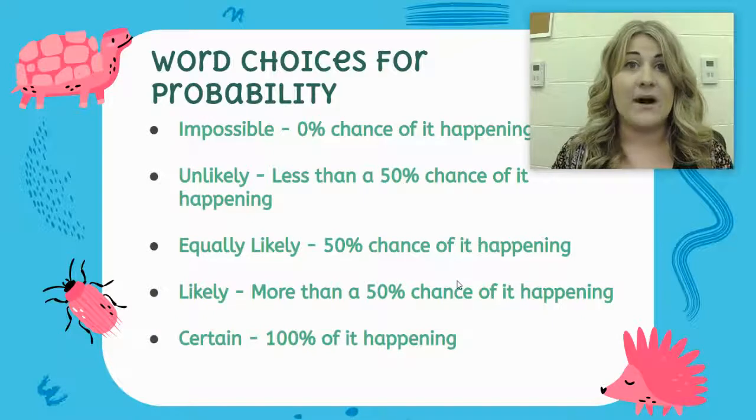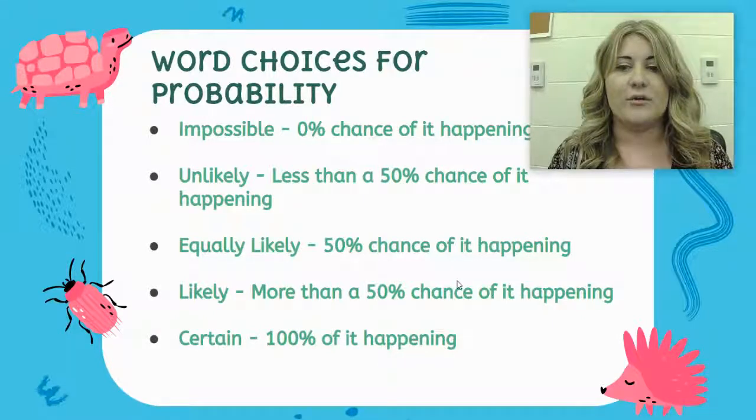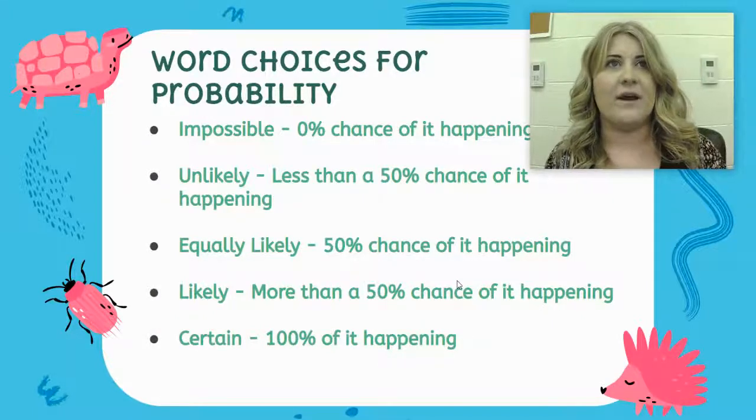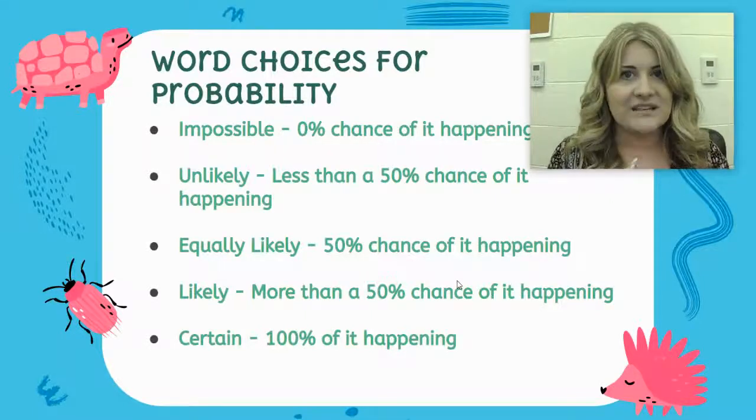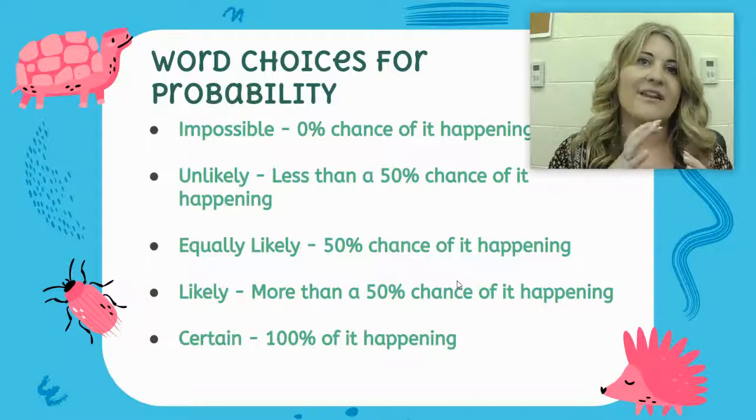With likely, that's if you have more than a 50% chance, okay? So this is something that is probably going to happen. It's like on a spinner, if you have a huge section that's blue, it's probably going to land on blue. It's likely that it's going to land on blue because the majority of it is blue.